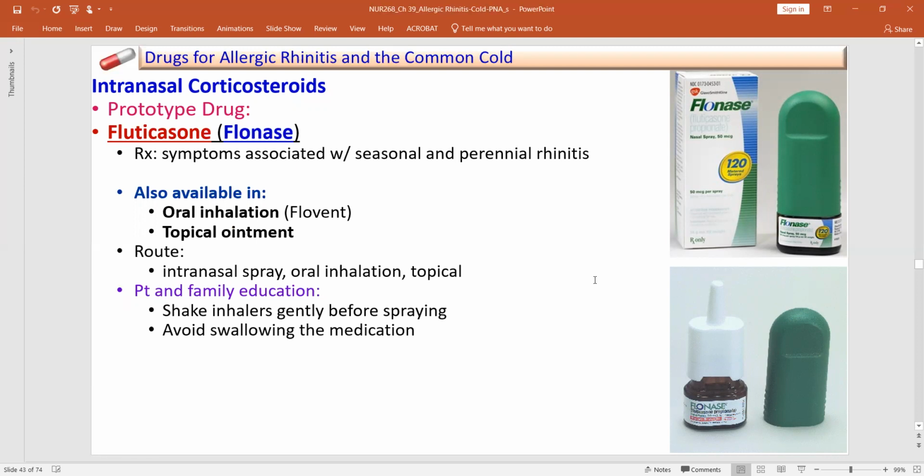In other words, the patient may develop tolerance with prolonged use of this drug. And this drug is available as an oral inhalation, like Flovent for asthma and COPD. We can also get it as a topical ointment for eczema, psoriasis, and contact dermatitis.